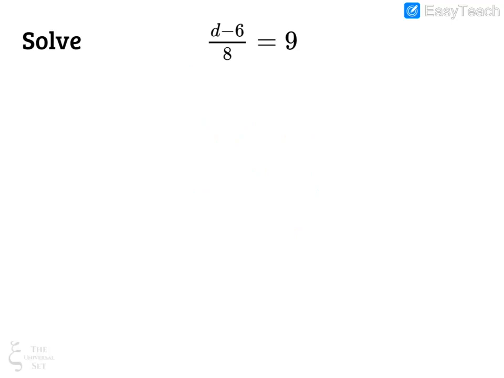Okay, same kind of situation going on here. All of our algebra is at the top. We've got one denominator, and it's an 8. So we better multiply everything by 8. Times 8, times 8.